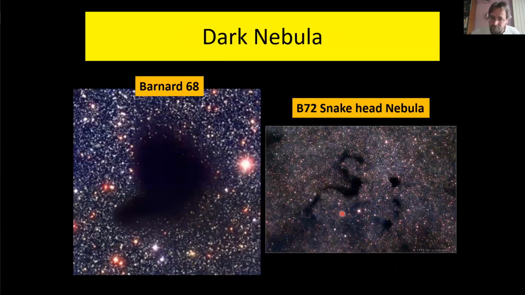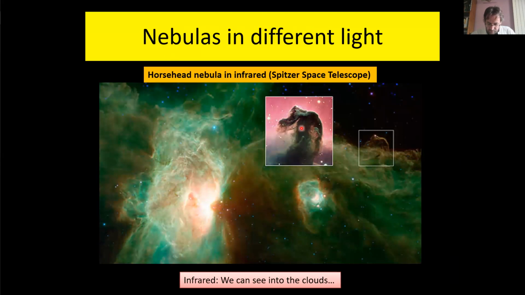So there are plenty of them. This Barnard 68, wherever this name comes from. We have this very dense region, and it appears basically almost like a hole in the night sky. There are no stars, but it's just because this is in the foreground and blocks away the light of the stars. The same is here with the Snakehead Nebula, whatever B72 means. So this is basically gas that is so dense that you can't see through. But then if you look in different light, like infrared, here again the Horsehead Nebula in the optical.